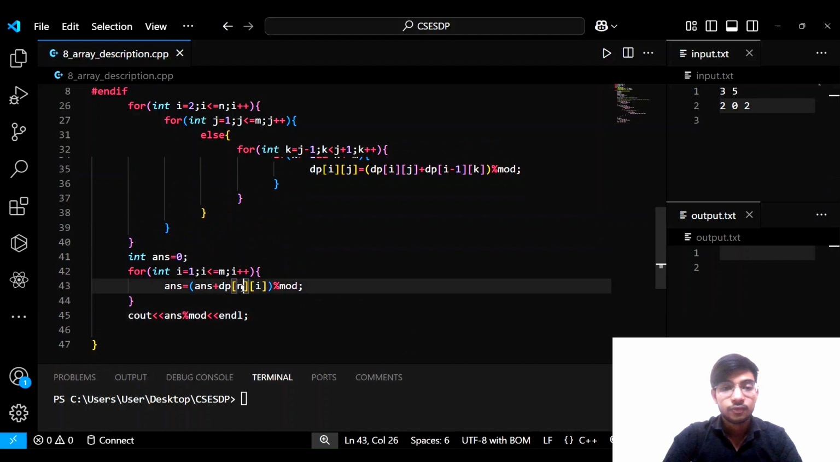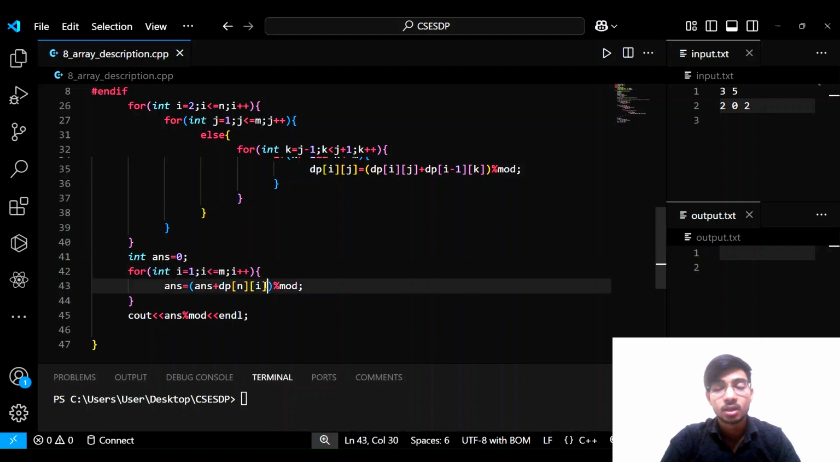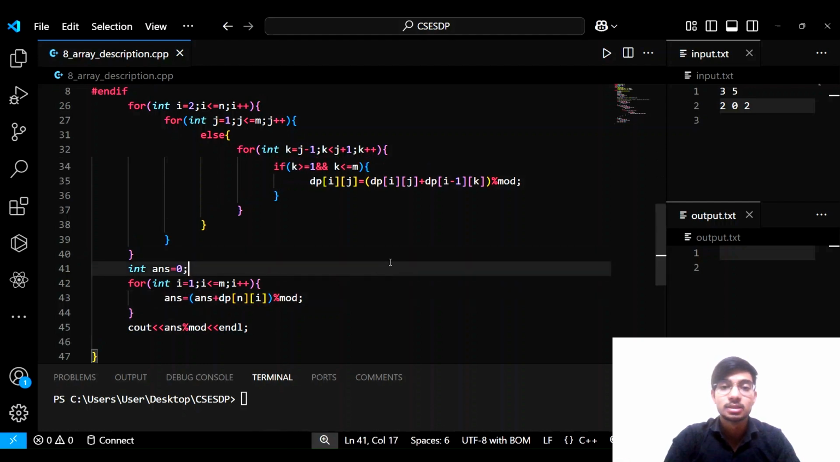Now what it means is: how many arrays of length n are there such that the last element is i, not the previous, the last element, right? So you have choices for the last element, from 1 to n. If the last element is 1, how many arrays of length n? If the last element is 2, how many arrays of length n? You have to add up all these arrays.